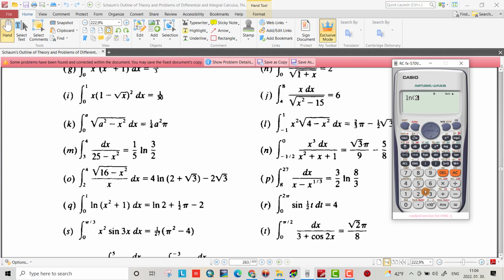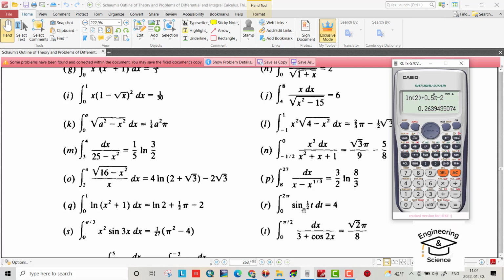Ln 2 plus 0.5 pi. Shift, you have to put Shift then pi. Minus 2. 0.2639. So it means our result is right.